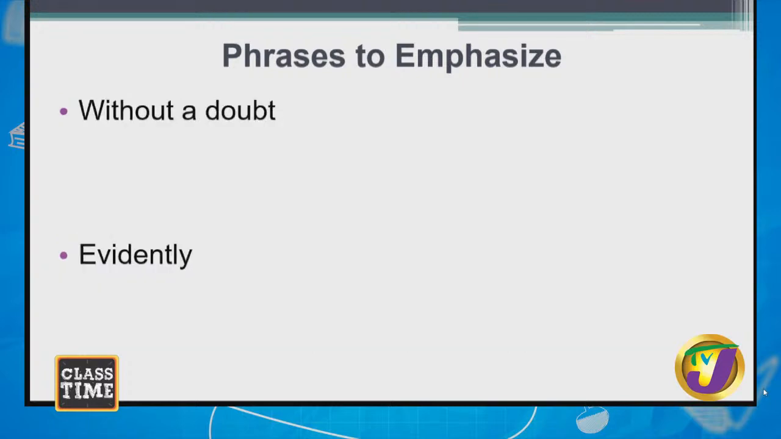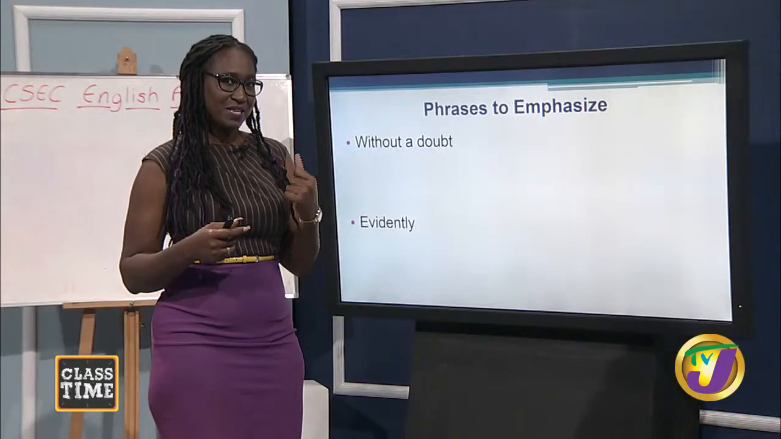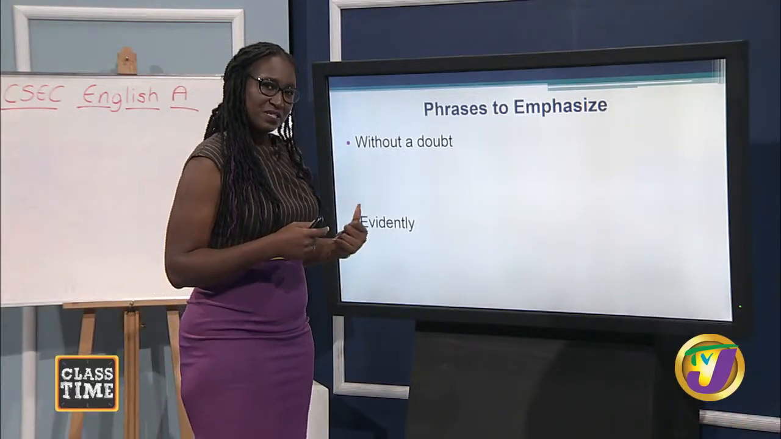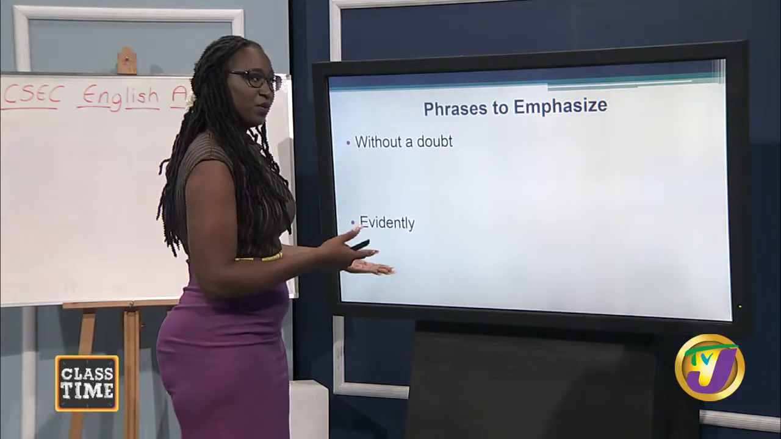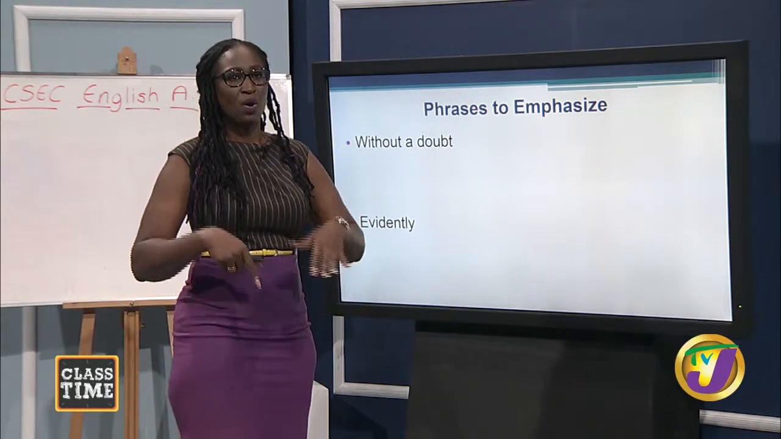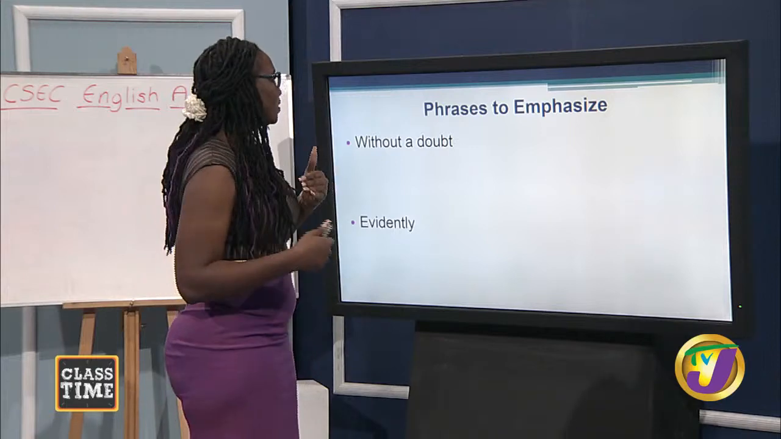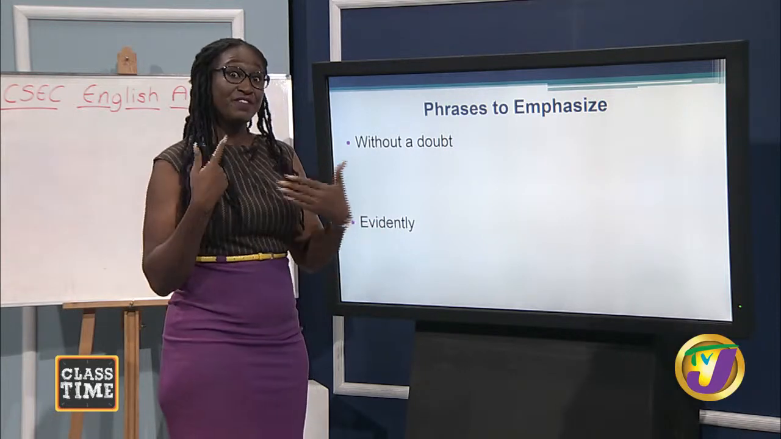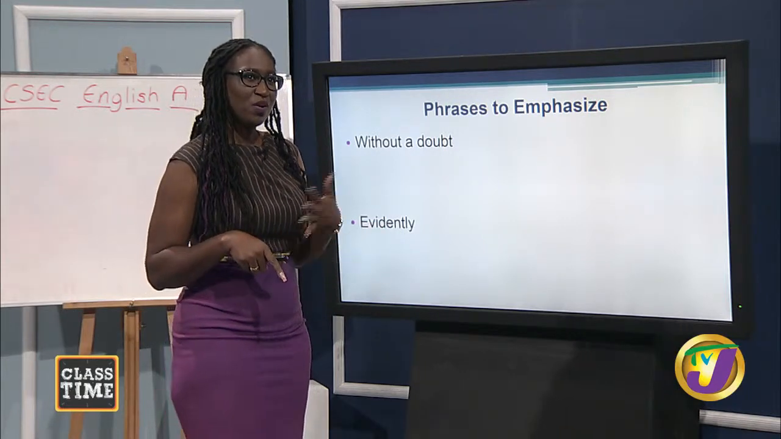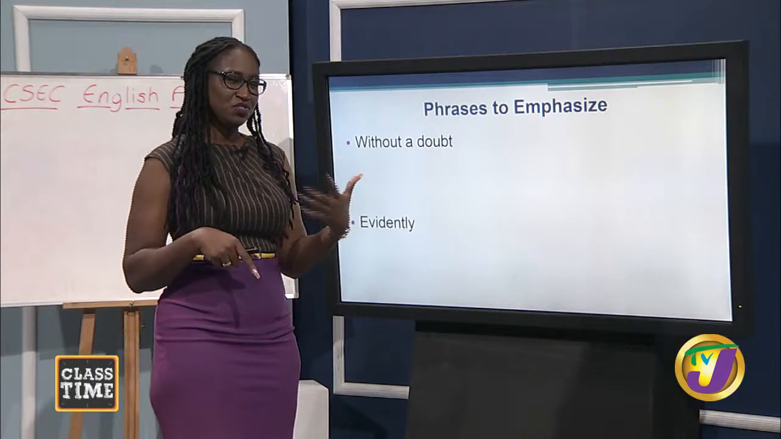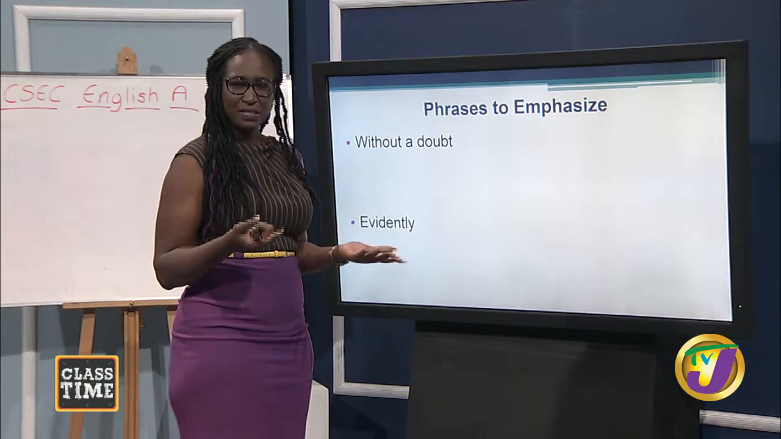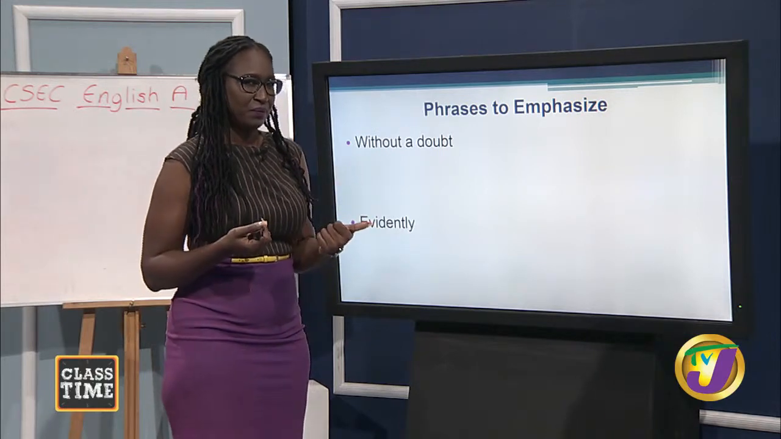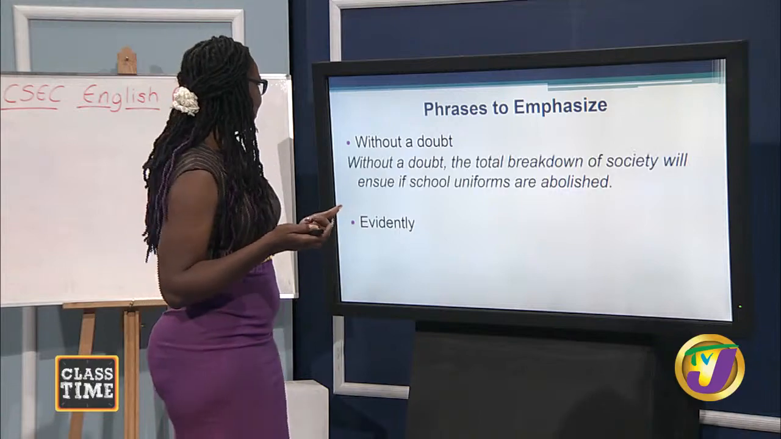All right, so now let's look at another set of expressions. Without a doubt and evidently. Remember now you're trying to emphasize a point, and you're going to emphasize a point that is either going to support the wearing of uniforms or to oppose the wearing of uniforms. What can you say using without a doubt? What can you say using evidently? Think carefully. Without a doubt. When you say without a doubt, what is the meaning you're trying to convey? When you say evidently, what is the meaning you're trying to convey? Ready? All right, let's look.